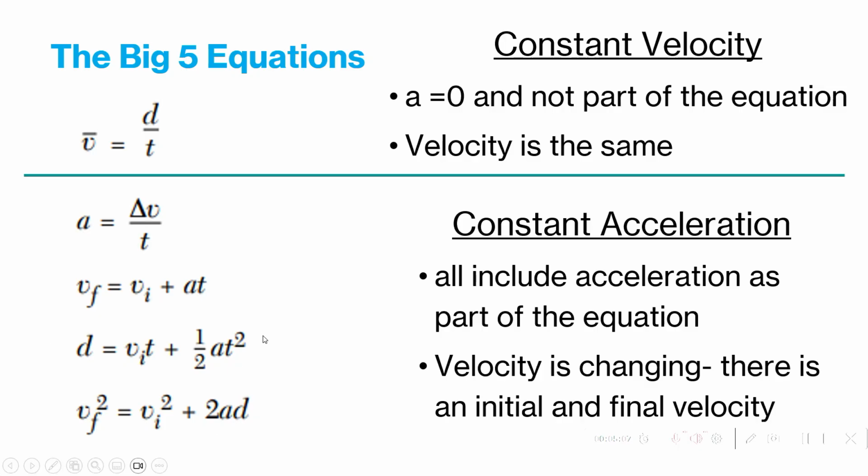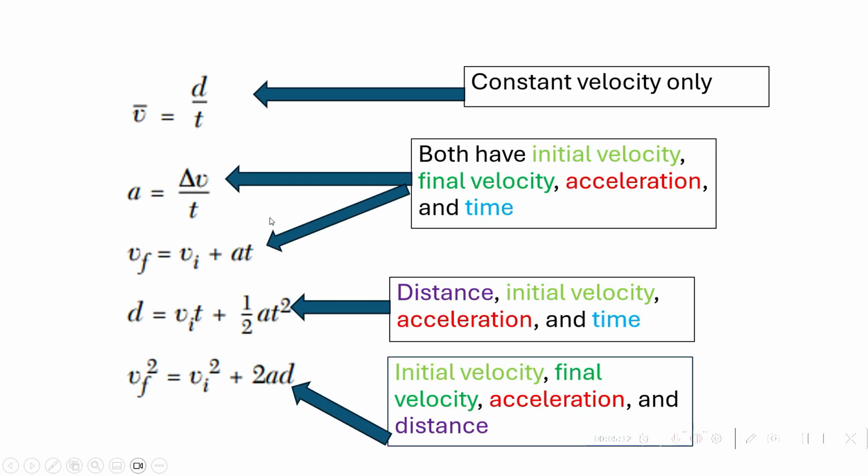So velocity is always changing here, but acceleration stays constant. The big thing is knowing what's different. This one has no A. This one has no D. They both have initial velocity and final velocity, acceleration and time, but no distance. This one has a distance, initial velocity, time, and acceleration, but no final velocity. And this last one has final velocity, initial velocity, acceleration, and distance, but no time. So you use the equation with what you know, because we can't solve an equation when we have two unknowns.